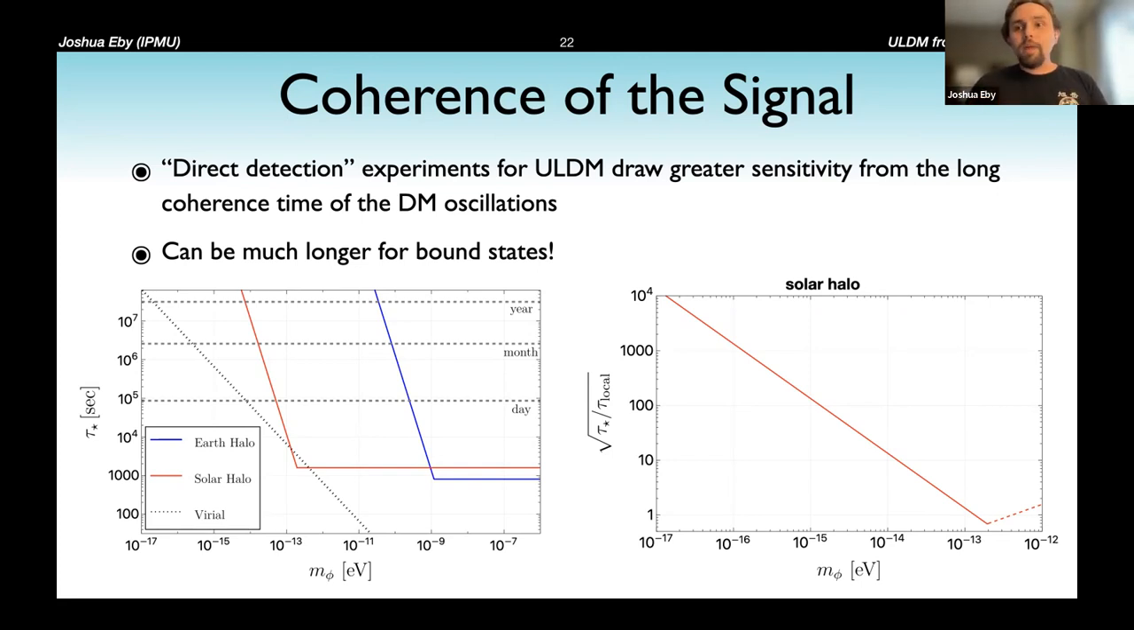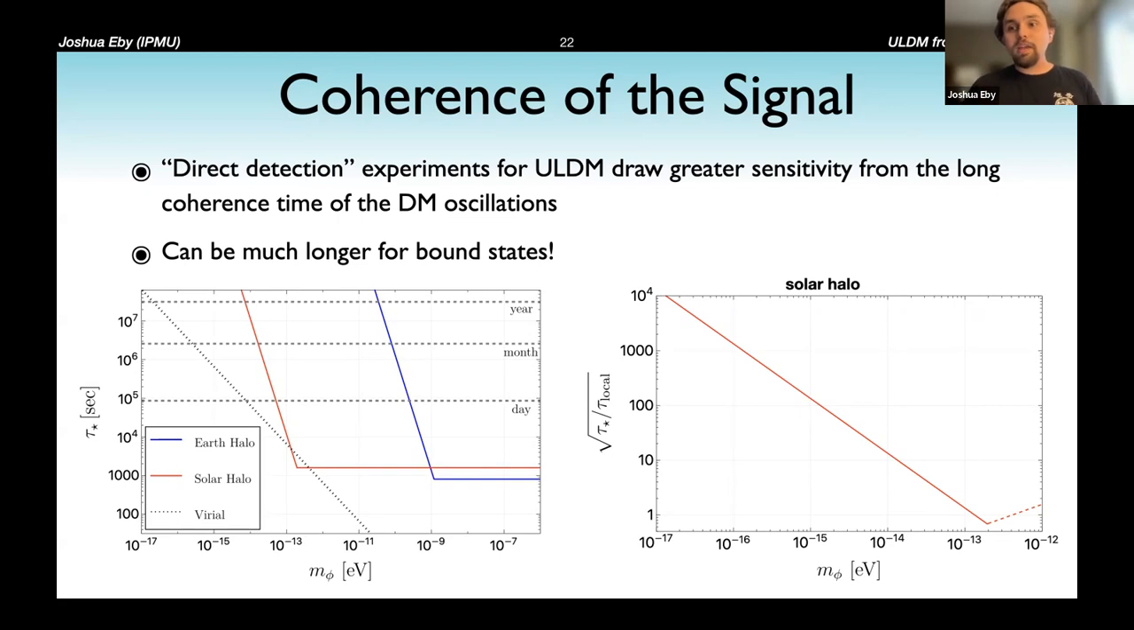the coherence properties of the bound state will be very different than the coherence properties of the general dark matter halo. An easy way to think about this is that for the axions to be bound, they must be colder, so their velocity is lower. So they oscillate for more cycles before they decohere. Ordinary virial dark matter oscillates for 10 to the 6 cycles of 1 over m, whereas these solar halos would oscillate for maybe 10 to the 7 or 10 to the 8 cycles because they're much colder. So this means that the coherence time of the field is much longer.